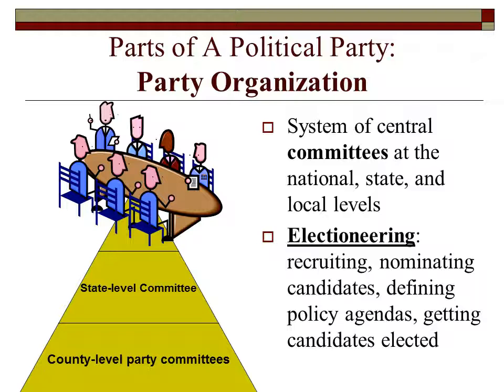Electioneering is when the party gets together and they recruit candidates, they nominate them, they decide who are the people that we want on board in our party. Who do we want out there running for office? And what do we want them to talk about? What is their policy agenda? And then we're going to gather up our resources and do what needs to be done in order to get them elected. So who's on the boat? What do they stand for? And how do we get them into office? And what does our party want to represent in that way?